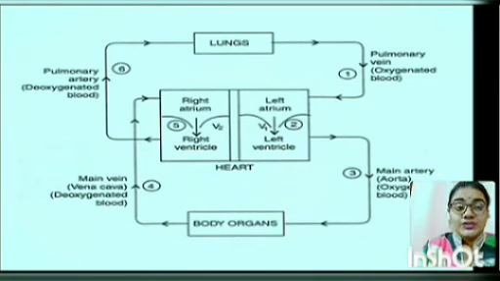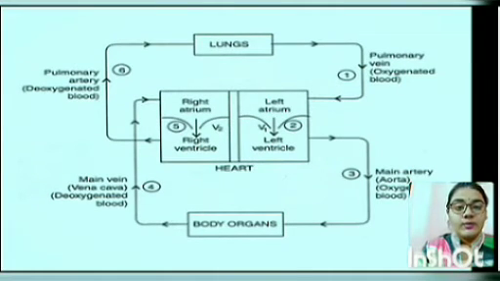Then the oxygenated blood is carried to the rest of our organs for our bodily movement. The deoxygenated blood from our body is transported to the right atrium with the help of the main vein, the vena cava, and from the right atrium it goes to the right ventricle. Then from the right ventricle the pulmonary artery carries the deoxygenated blood to the lung for re-oxygenation. So this is our circulatory system.